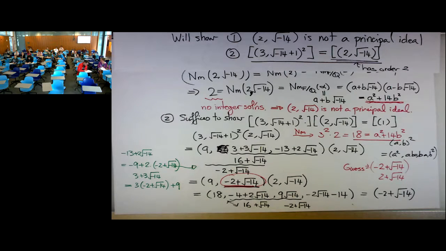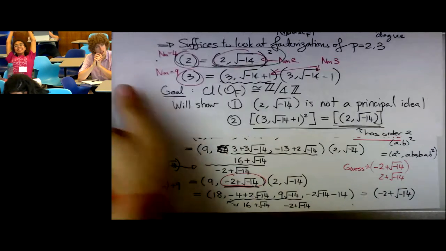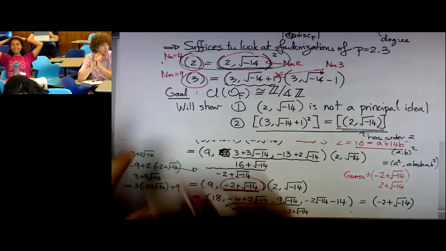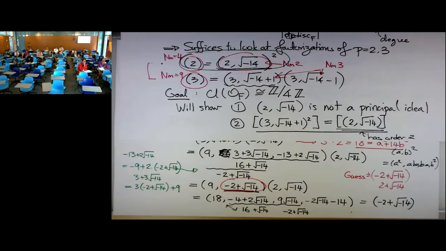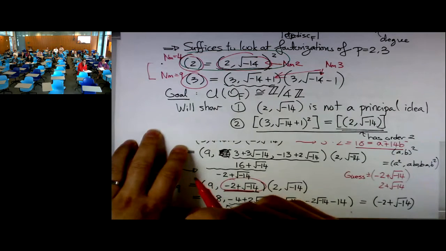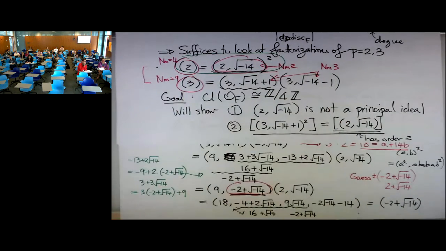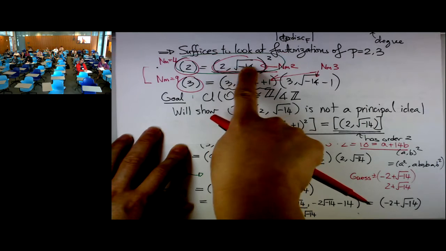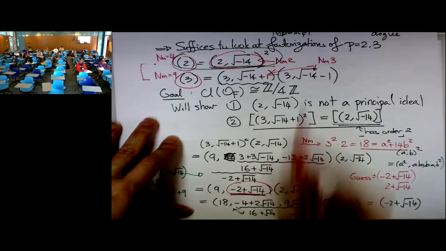Yes? How do you know it's cyclic and not like Z2 cross Z2? That's a very good question. So, how do you know it's? Actually, I don't know. So, basically by guessing. First of all, when you look at this situation, here's how I would think about it. You have something squared equals principal. So the first question is whether there's an element of order 2. That boils down to whether there's an element of norm 2. And clearly there's no element of norm 2 because a squared plus 14b squared can't be 2. So that's definitely not an element of order 2.